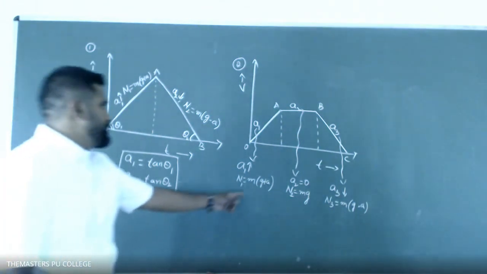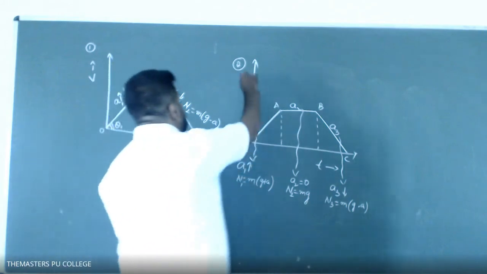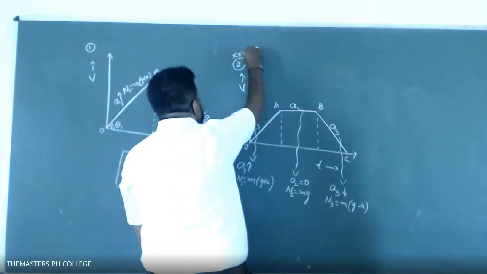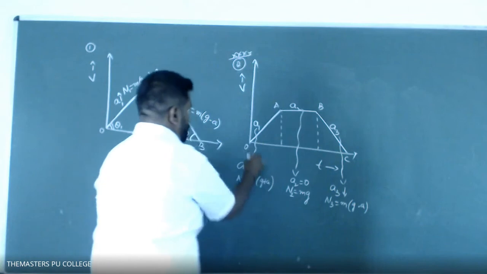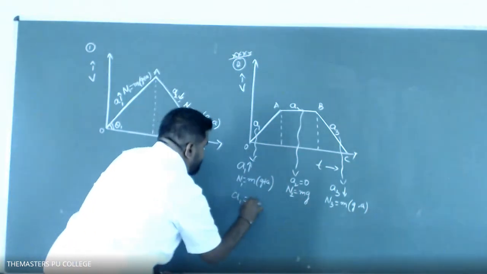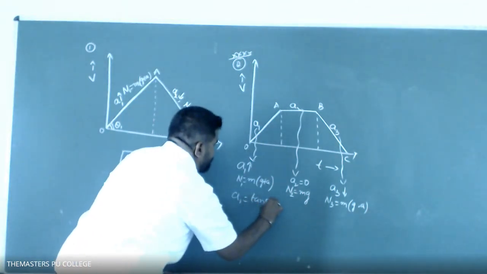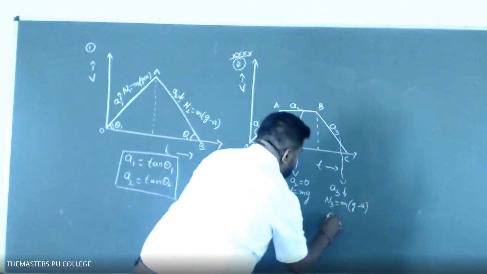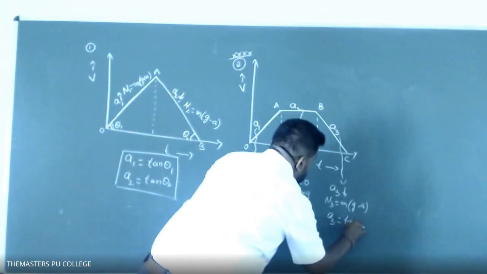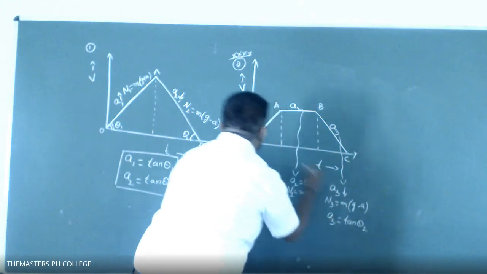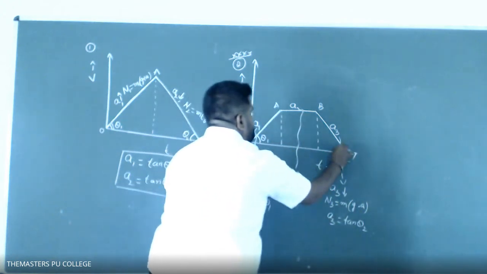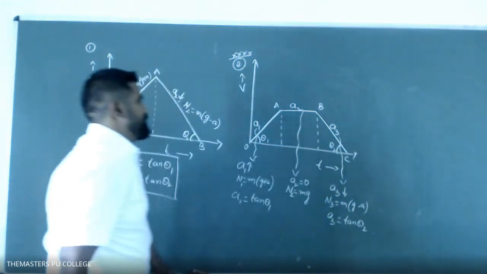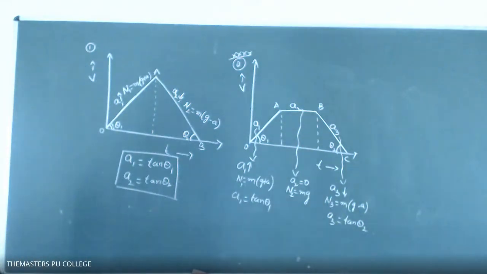This is very important. Make a note of this. This graph is very important. Here, to find A1 is equal to tan theta1. Here, to find A3 is equal to tan theta2, if the angle is theta1 here and theta2 here. Any doubt with this?